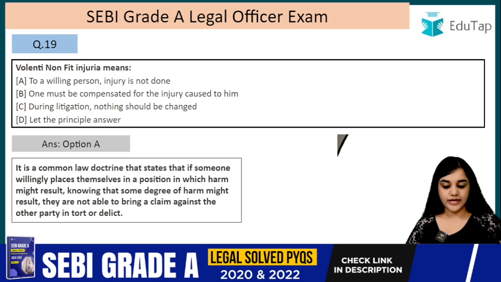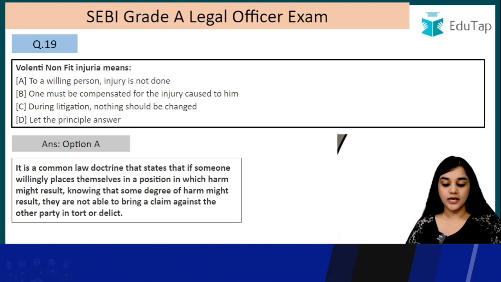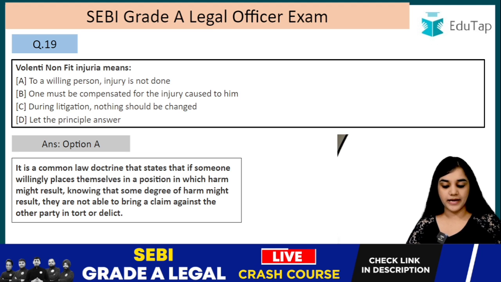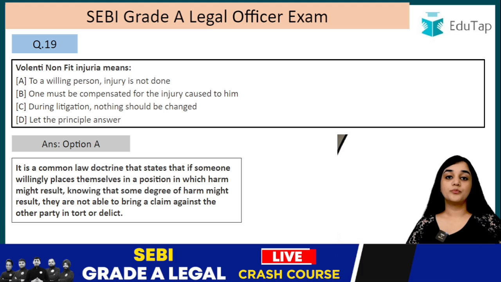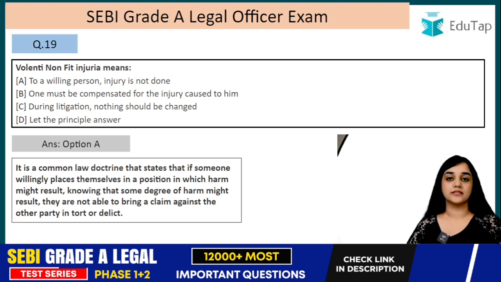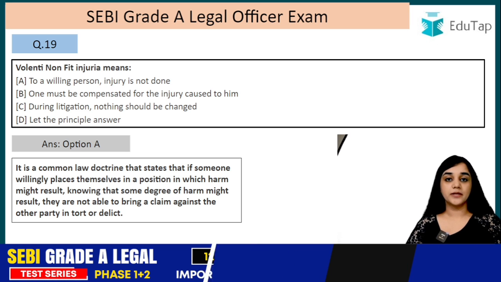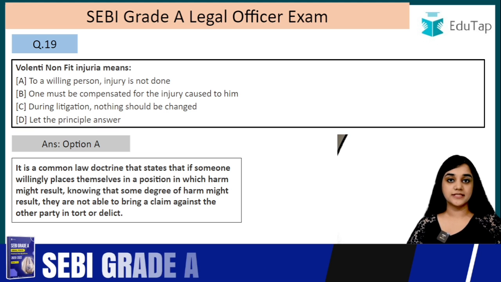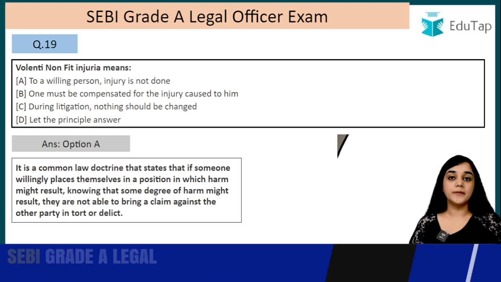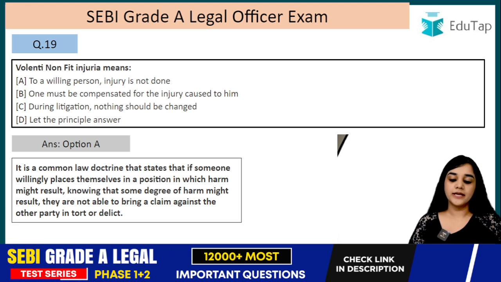It is a common law doctrine that states that if someone willingly places themselves in a position in which harm might result, knowing that some degree of harm might result, they are not able to bring a claim against the other party in tort. Once they have given their consent, they cannot bring a claim against the other party. For example, in case of a cricket match, the players have impliedly given their consent. So if something happens to one player in the course of that game, he cannot bring a suit against the other party. But you must remember that it should not be a deliberate attempt to harm. If it is not deliberate, then the defense of volenti non fit injuria comes into play.